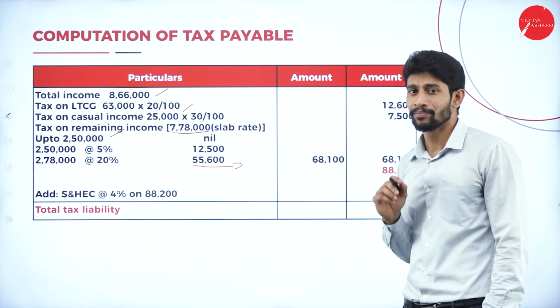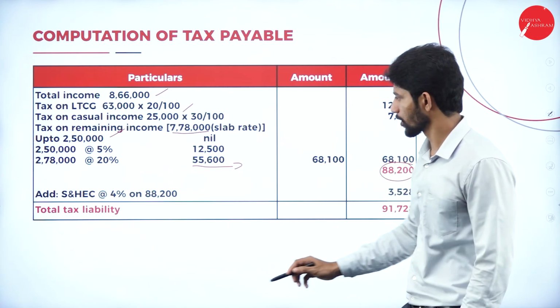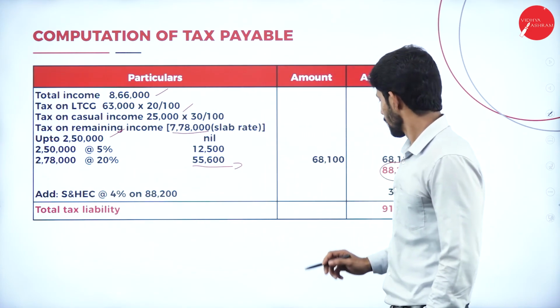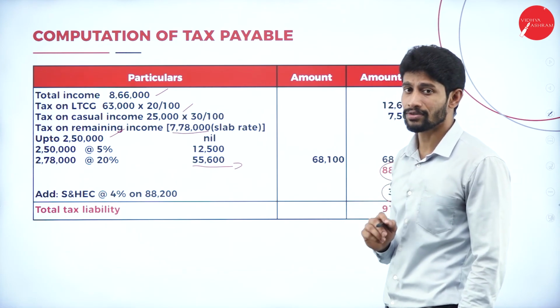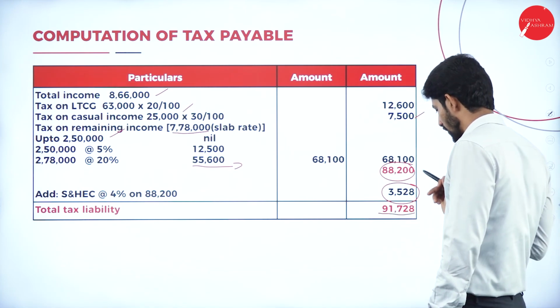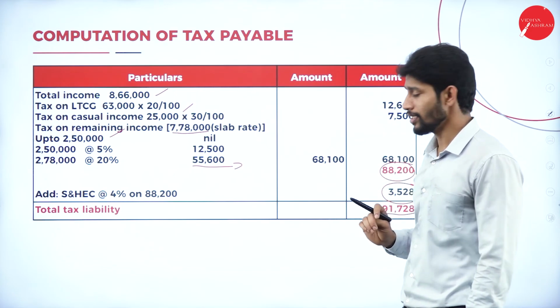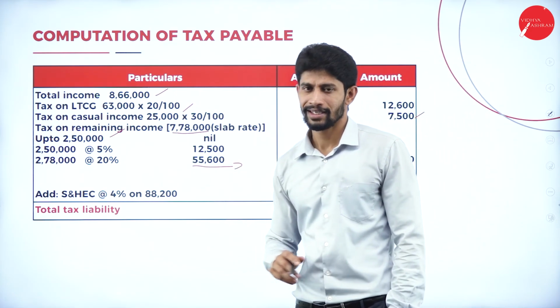How much we will get? 88,200. So on 88,200, compute 4% secondary and higher education cess. You will get 3,528. So add that value, you will get 91,728. So that is the total tax liability.